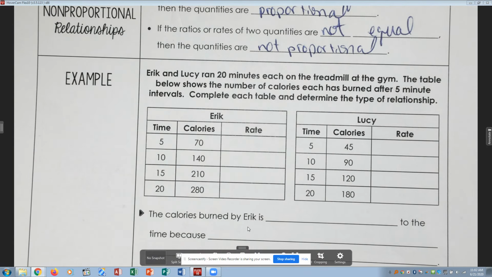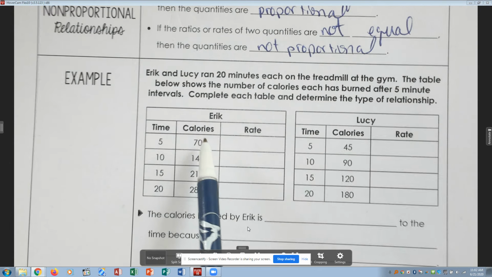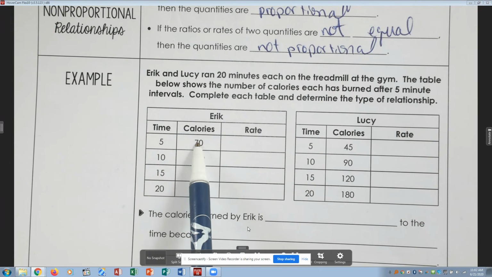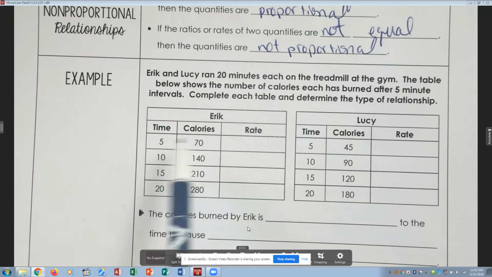So what I'm looking at is calories. Eric and Lucy ran 20 minutes each on the treadmill at a gym. The table below shows the number of calories each has burned after 5-minute intervals. Complete each table and determine the type of relationship. So what we're going to do is figure out the rate at each time interval.